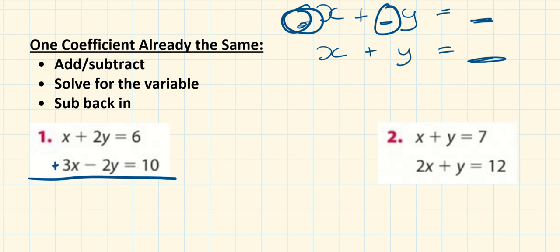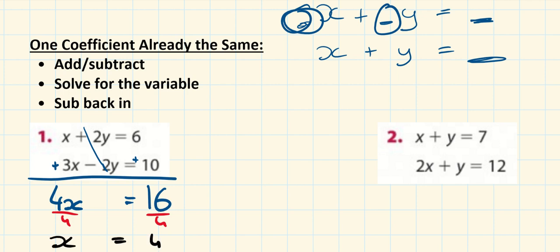So this becomes x plus 3x, which is 4x, and it's 2y and minus 2y, so they remove each other. Then we can do 6 plus 10 equals 16. So we've got 4x equals 16. Now we can just divide by 4 to get x by itself, and we get x equals 4.